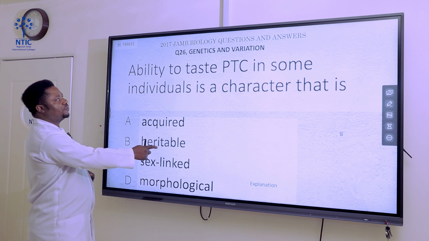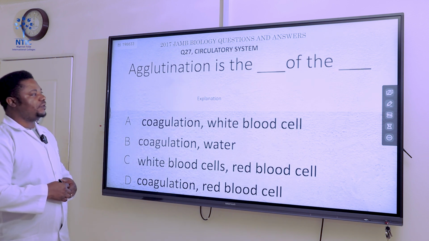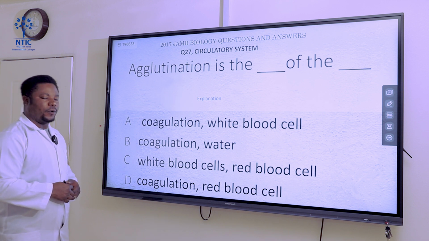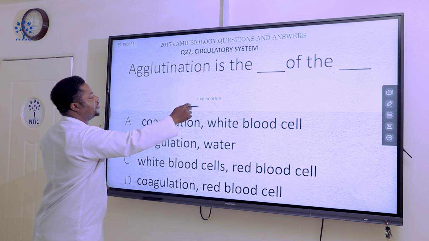Question number 27. Agglutination is the dash of the dash. What is the meaning of agglutination? Now let's see what we have for this.